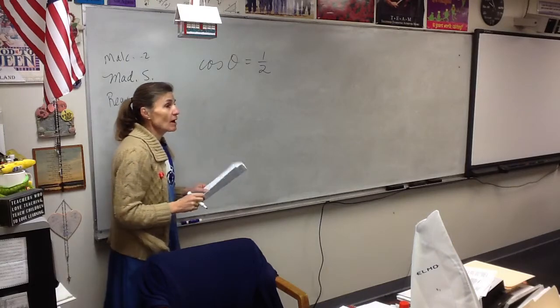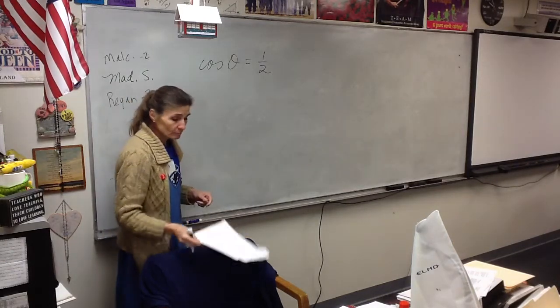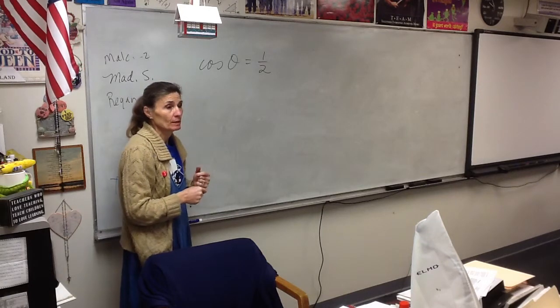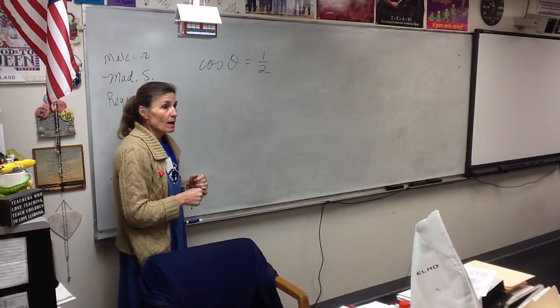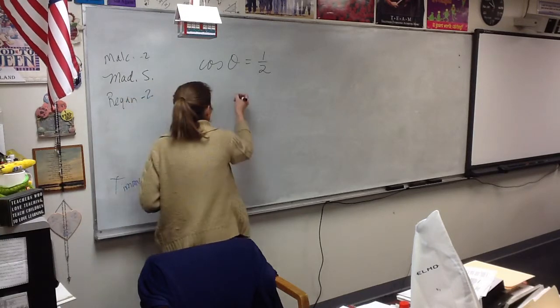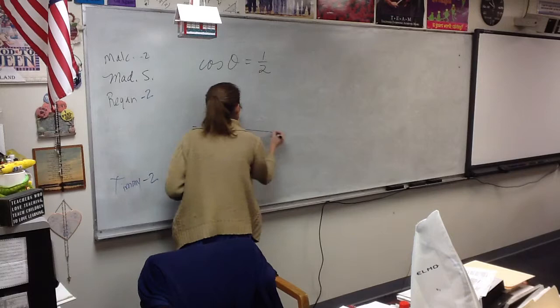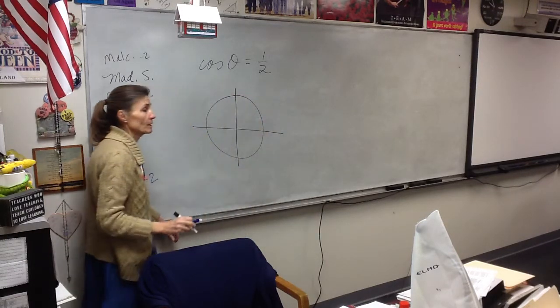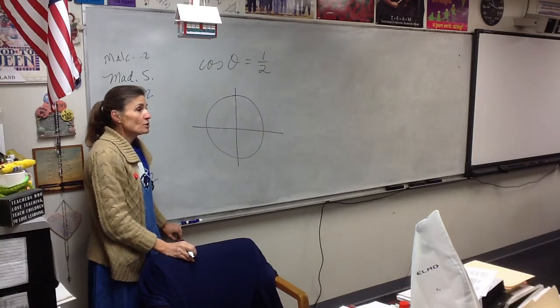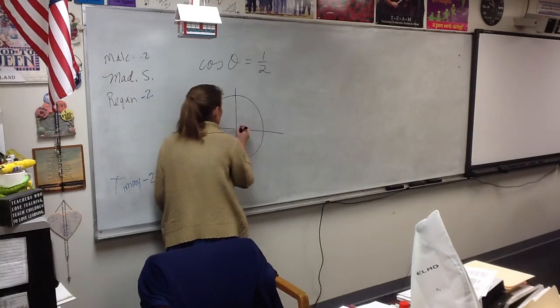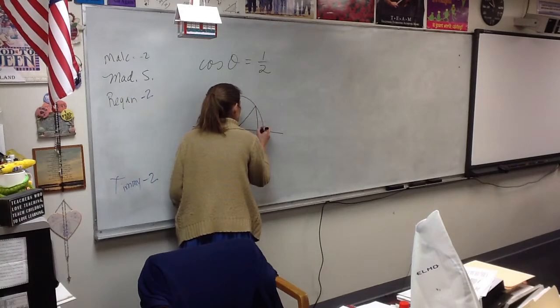You have to figure out what angle is going to have a cosine of 1/2. All right, now this is a little bit tricky. Should we draw that? I would definitely draw that. We'll do a quadrant at a time. Let's think about this quadrant.